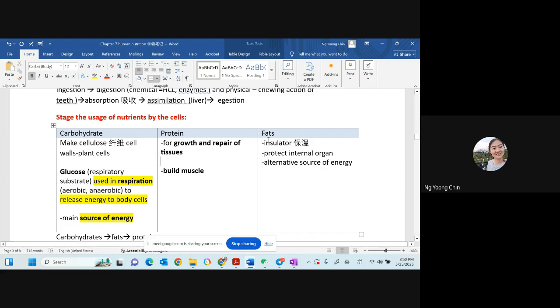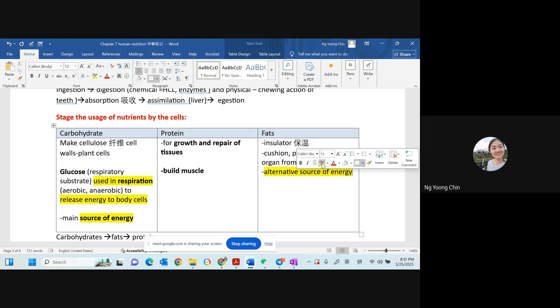Then how about fat? Fat is an insulator. It's a great insulator. So the fat is found under our skin. We call it subcutaneous fat under our skin, and also surrounding our internal organs. This is because fat is able to provide cushions. Okay, so these cushions are able to protect our internal organs from being injured. And also fat will be the alternative source of energy. So this means what? It's not the main source, but it's an alternative source.